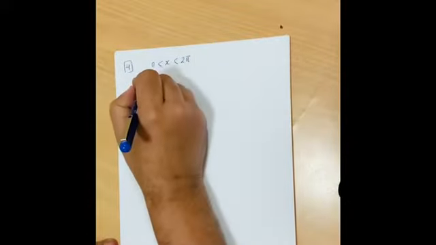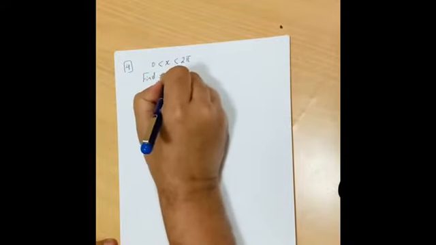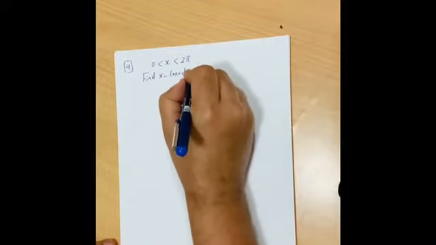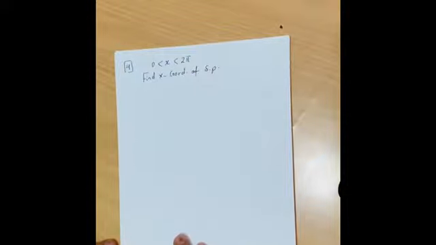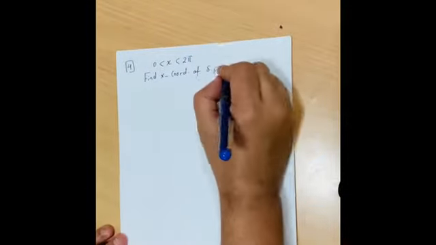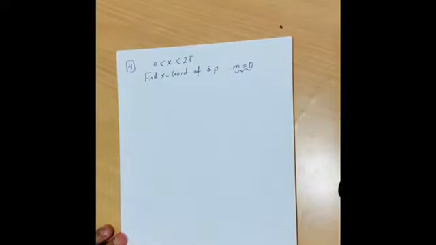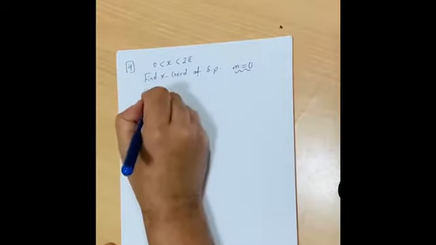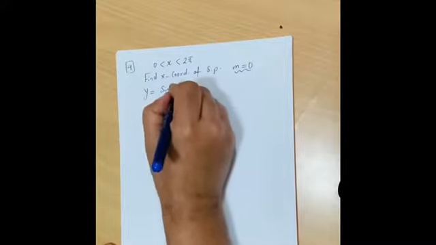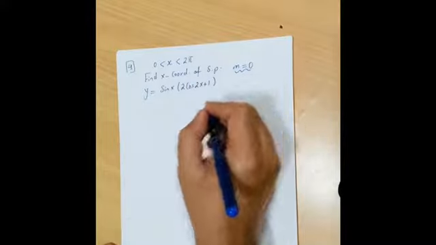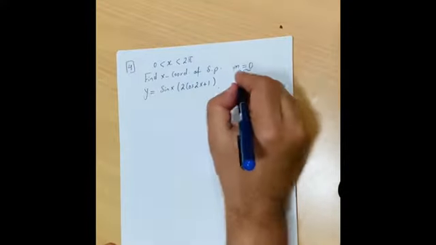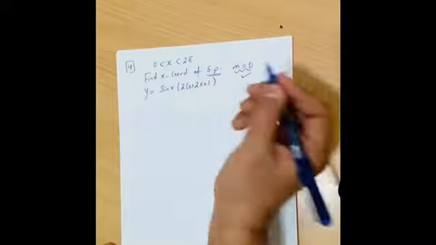Anyway, the question asks you to find the x coordinates of the stationary points. Why? They never said that in the question, but they said the gradient is equal to 0. Right? The question said find the x coordinates of points on the curve y equals sine x times 2 cosine 2x plus 1, where the gradient is 0. So the gradient is equal to 0. So it's the same idea as the stationary points.